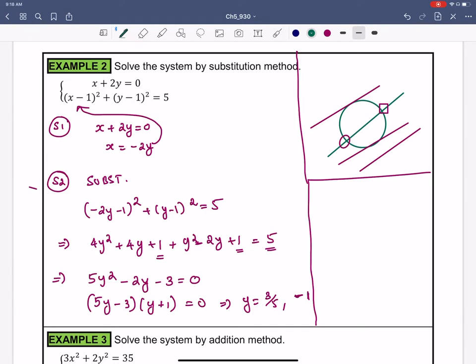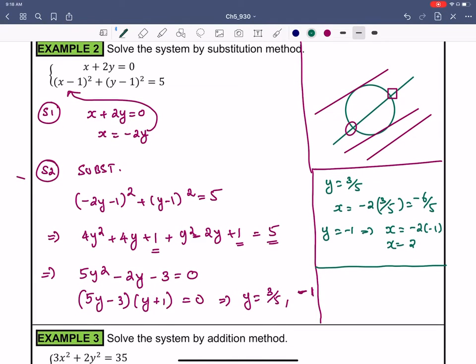So now if I plug it in, when y is equal to 3/5, x is going to be -2 times 3/5, which is -6/5. And when you plug in y is equal to -1, x is going to be -2 times -1, which is +2. So therefore, the possible solutions are -6/5, comma 3/5, and 2, comma -1.